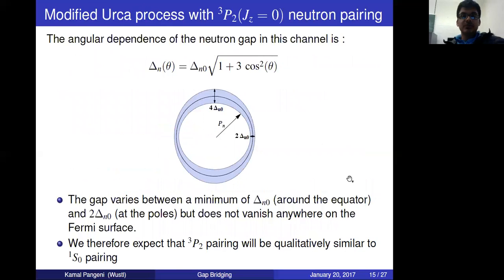So first, we look at J_z equals 0. So the channel where J_z equals 0. And here the angular dependence of the gap is given by this function where you have the square root of 1 plus 3 cosine squared theta. The thing to notice is this does not vanish anywhere. So it has a minimum of 2 delta at the equator, and at the poles it has a maximum of 4 delta naught.